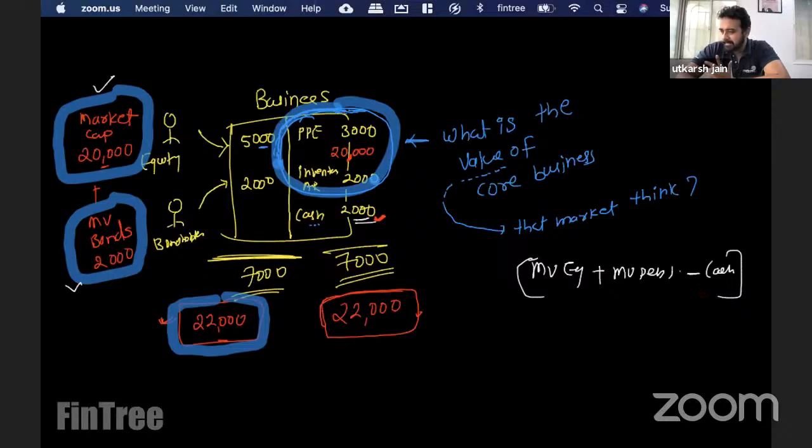Now, can you please give me a yes or no if you understood the formula or not? And in case you have any questions, feel free to ask them now. Okay, awesome, very nice. So this is the enterprise value. Now, what is the beauty of this method?